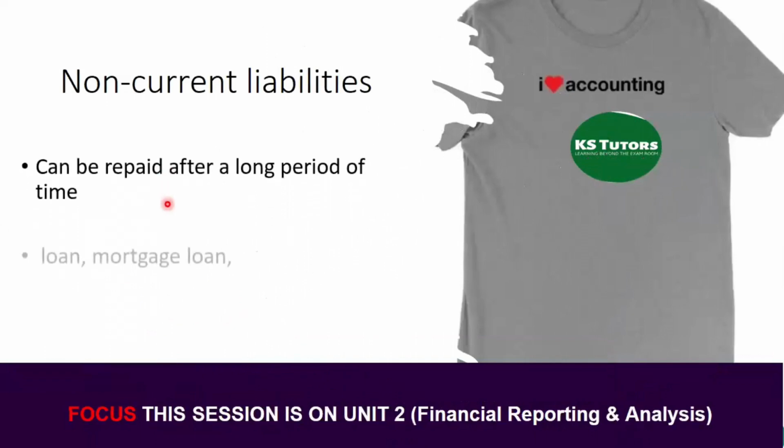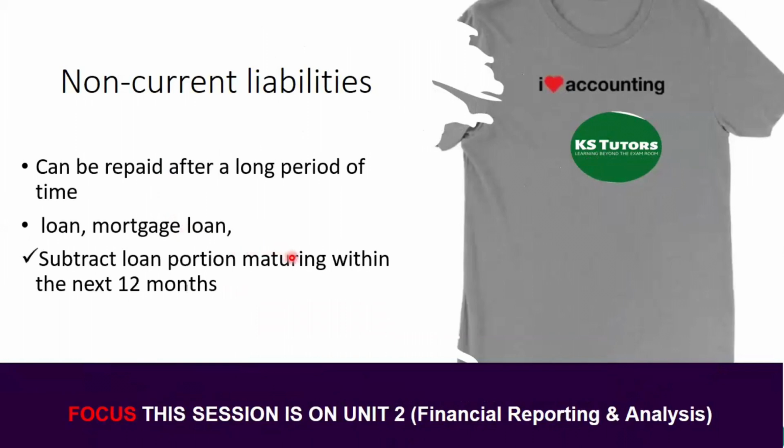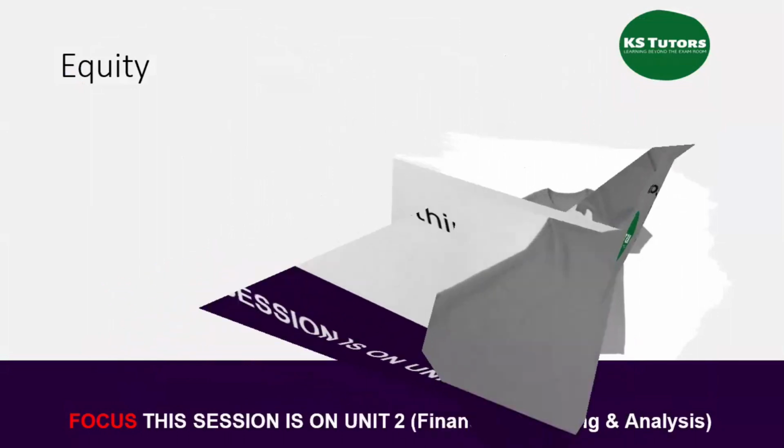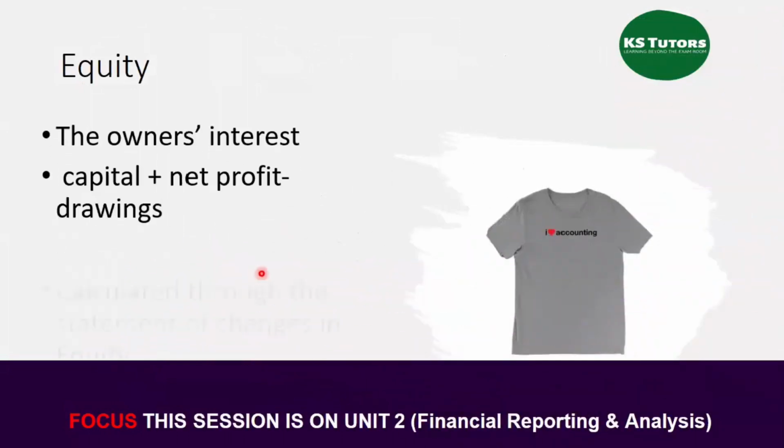Non-current liabilities is usually your mortgage loan. Subtract the portion maturing within the next 12 months. I think I've already handled that with fixed deposit. And when we get to unit number 4, we shall introduce you to what are called debentures. Right. The next section is your equity. This will always be calculated as you will see tonight: capital plus net profit minus drawings. That gives you equity.